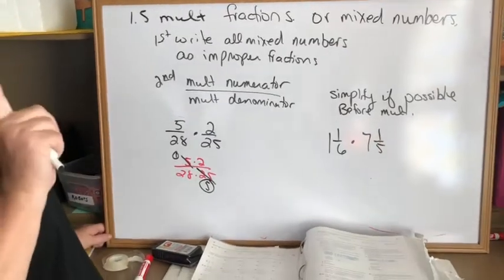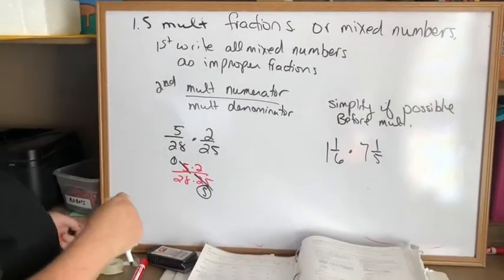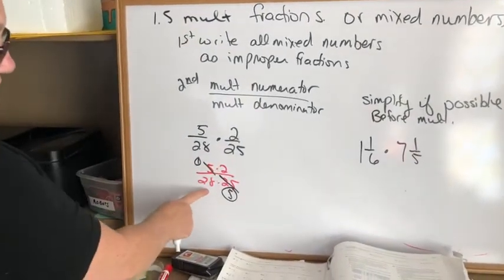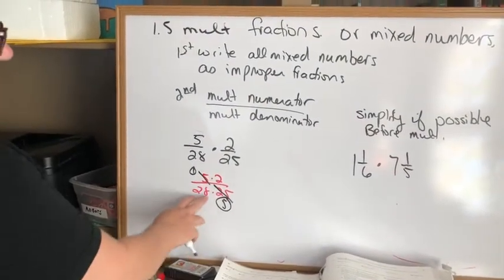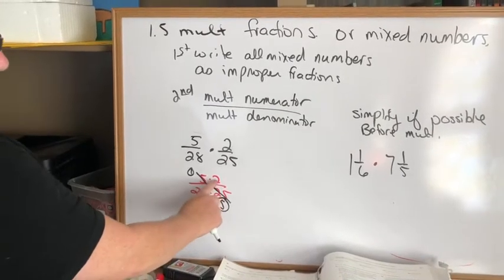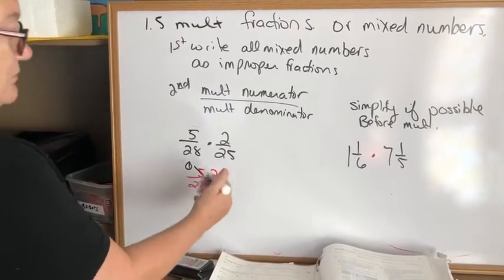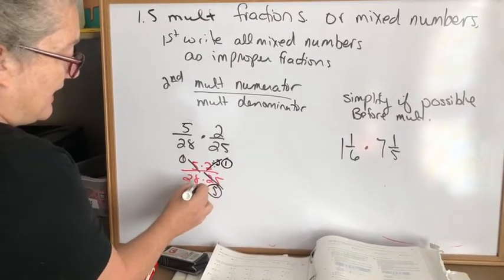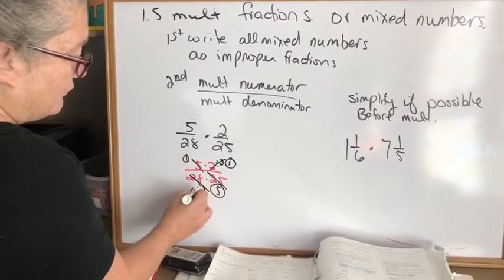But just because you do this once doesn't mean you're done. You have to keep going to make sure you have it all simplified. So I have a 2 left in the numerator, so I'm going to check this 28 to see if I have anything. Is it divisible by 2? 2 is divisible by 2. 28 is divisible by 2. So I can divide by 2 and I get 1. Divide by 2 and I get 14.